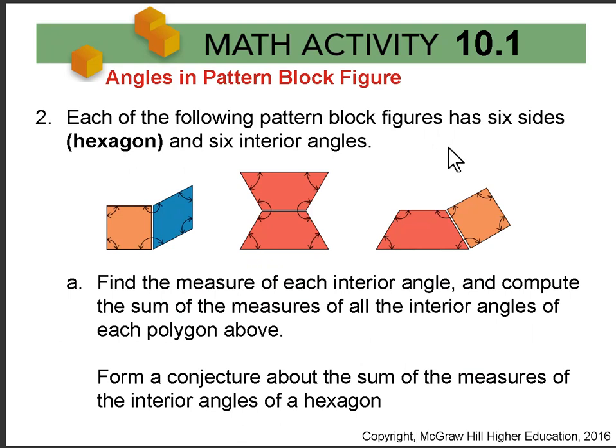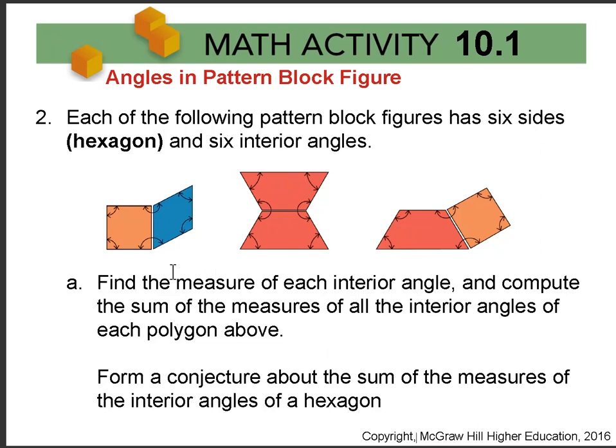Now, in question 2, we're just going to start exploring the sum of the interior angles of polygons. We'll start with hexagons, which, remember, that's just a polygon with 6 sides. We have pictures here of 3 different hexagons. They have 6 sides, 1, 2, 3, 4, 5, 6 each. Find the measures of each of the interior angles and compute the sum of the measures of these for each of the polygons above.